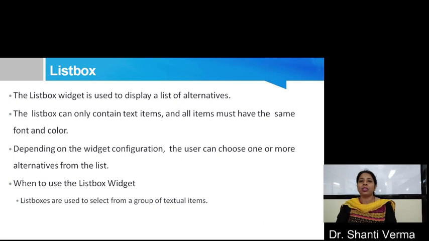Basically the list box widget is used to display a list of alternatives and the user can select one or multiple alternatives from a given list. Basically a list box contains only textual items and all the textual items have the same color and font, and depending on the configuration the user can choose one or more alternatives from the list. List boxes are used to select from a group of textual items. You can select one or more textual items from a list.